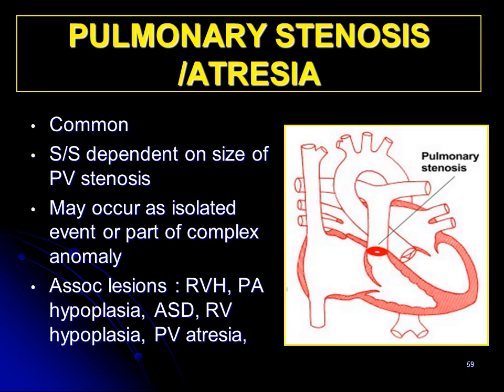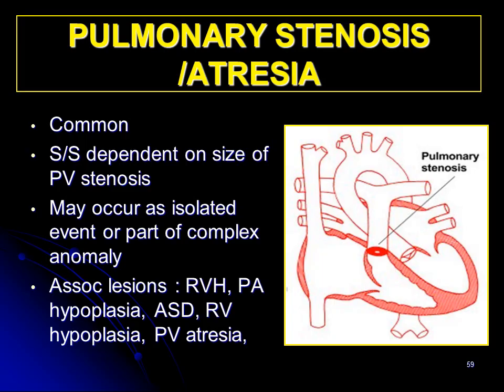Pulmonary stenosis and atresia is a relatively frequent malformation leading to obstruction at the level of the pulmonary valve. The obstruction may be mild to severe, and the lesions can be isolated or part of a more complex anomaly, either tetralogy of Fallot or transposition of the great vessels. Right ventricular hypertrophy typically develops.